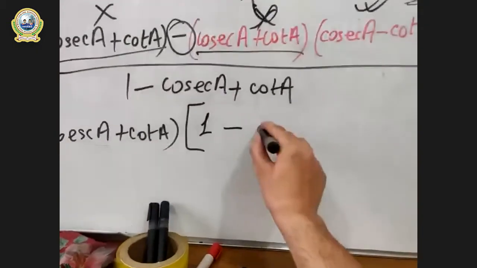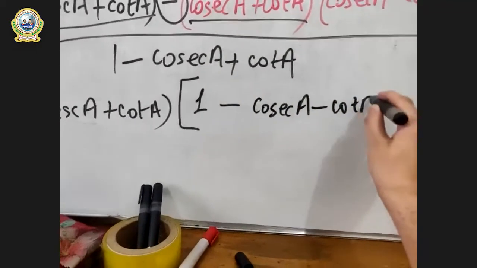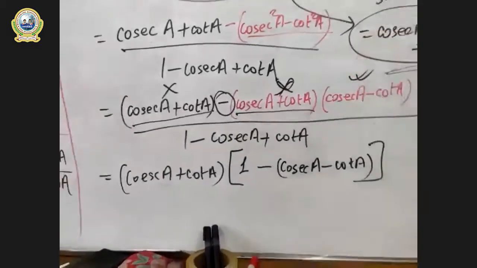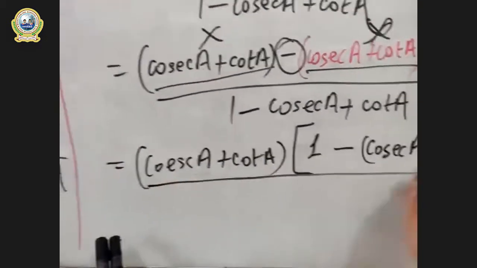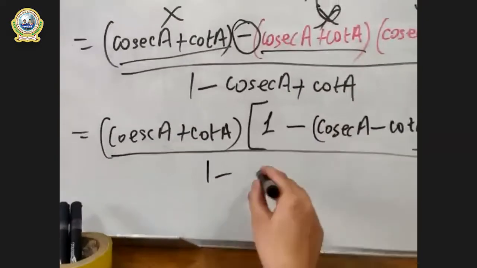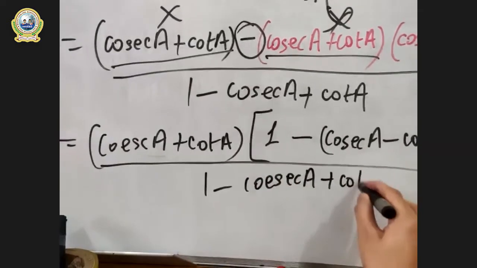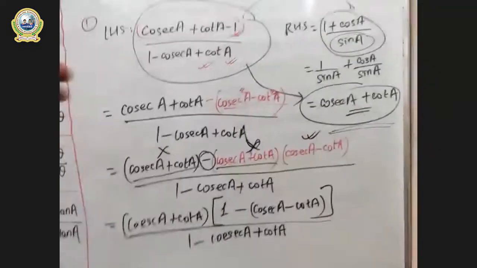So it will now be cosec A minus cot A, but you must not forget to keep the bracket, right? Because here is a bracket as well. Are you clear about this? And in the denominator part, we have 1 minus cosec A plus cot A. Are you clear up to this? Should I repeat this? Look here.